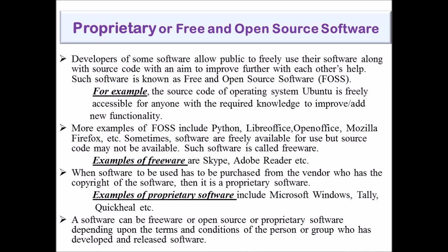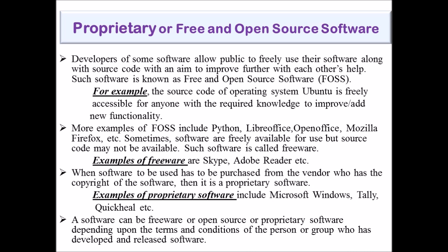Sometimes software is freely available for use, but the source code may not be available. Such software is called freeware. So the software is freely available, but its source code is not available. Such types of software fall under the category of freeware. Examples of freeware are Skype. Its source code is not available, but this software is available free of cost. Similarly, Adobe Reader for reading PDF files comes under the category of freeware.